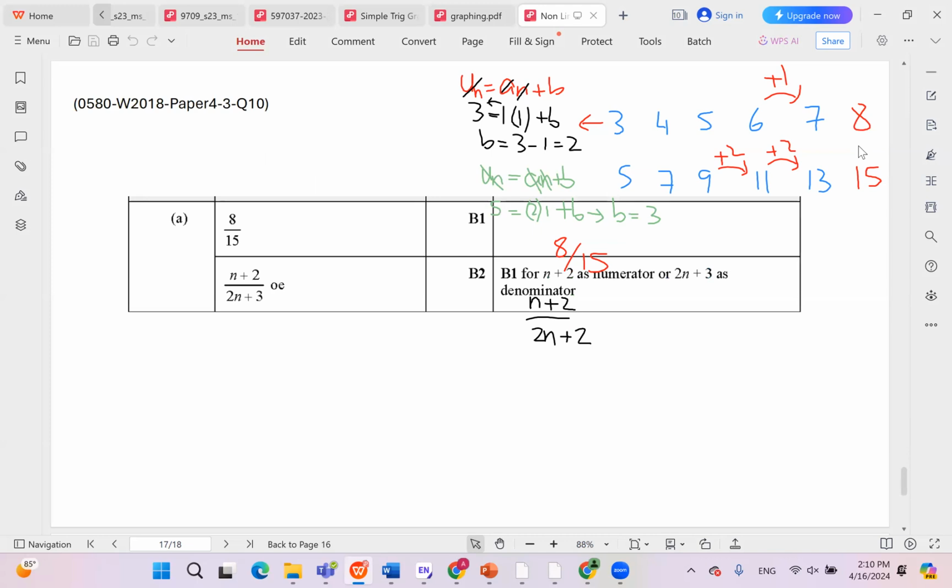So 8 over 15 is correct, and n plus 2, excuse me, so I made another small mistake here. So the b is actually 3. So it's an plus b, and the b is 3, so I should have written here 3, not 2. This was a silly mistake on my part, but the concept remains clear, hopefully.